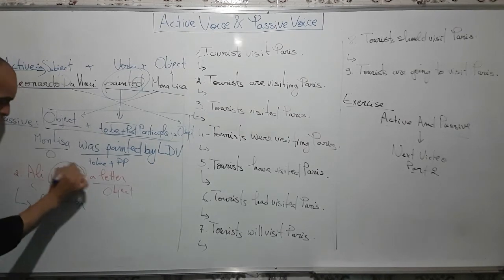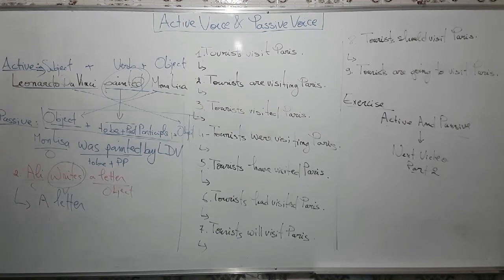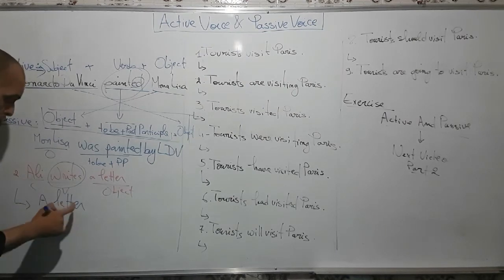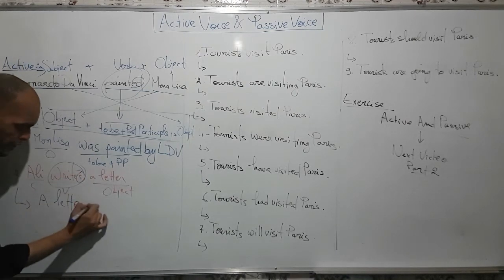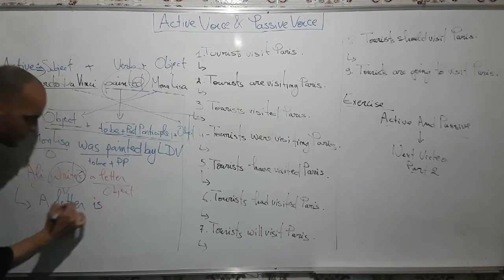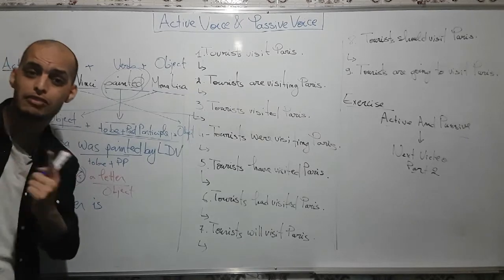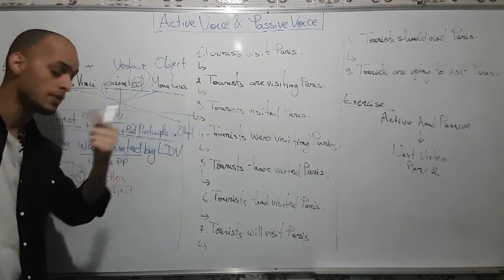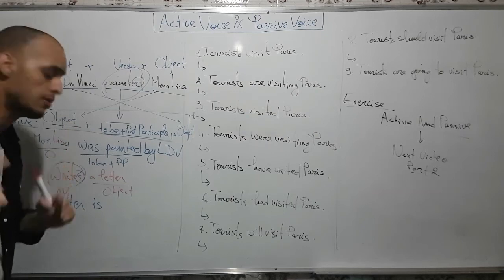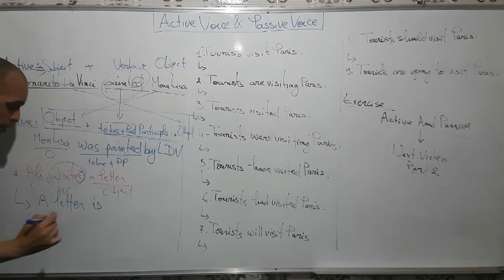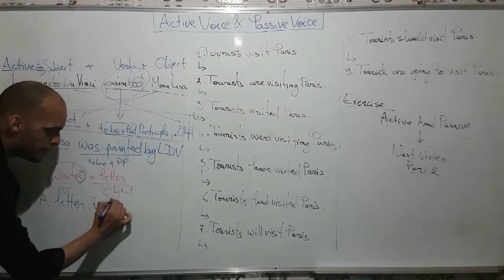Here the verb is conjugated for present simple. So to be will be in present simple. We say here a letter is past participle. The verb write is wrote, written. We have to know the irregular verbs. We must memorize irregular verbs. We make a letter is written.